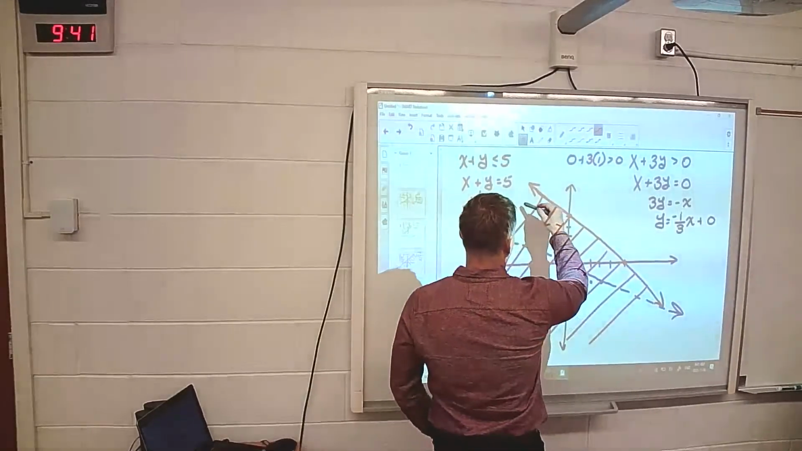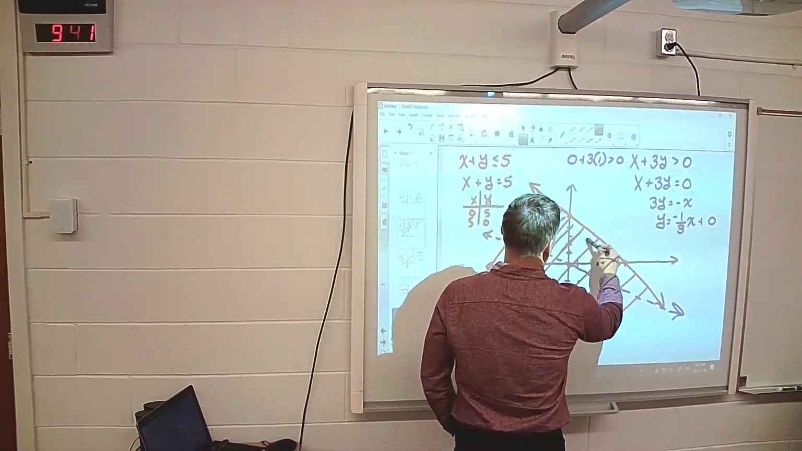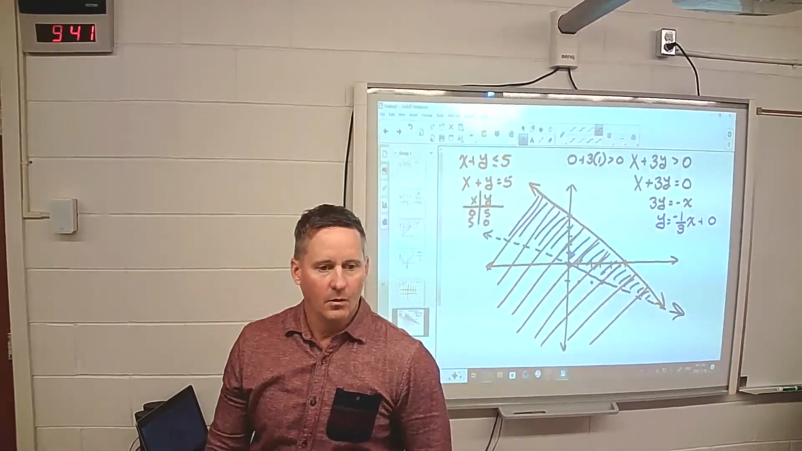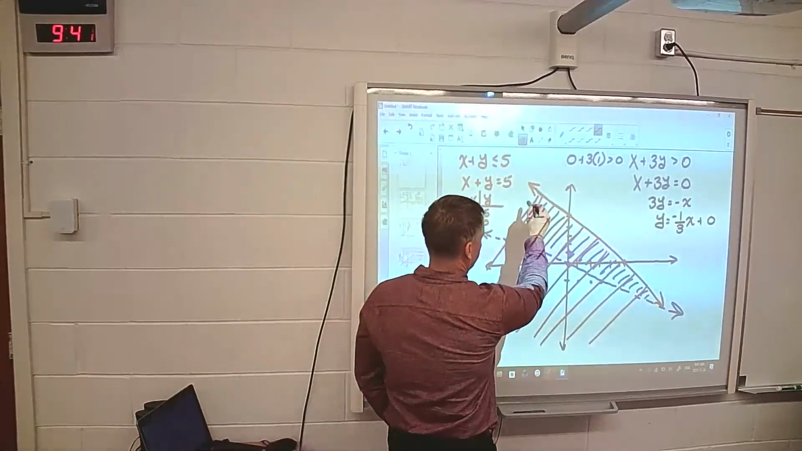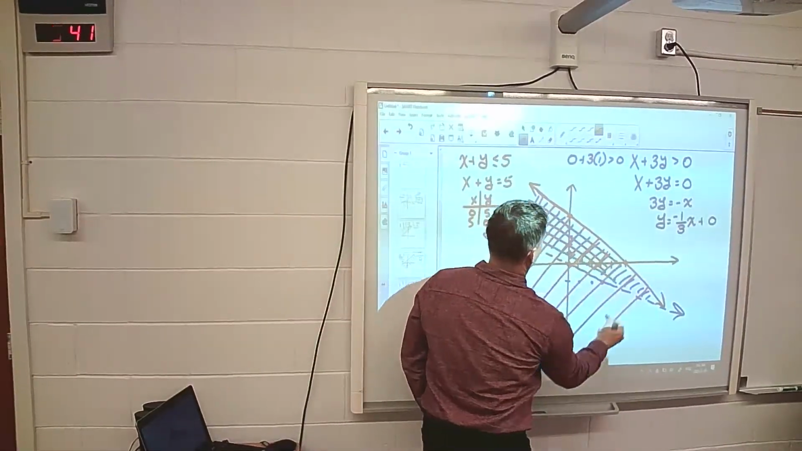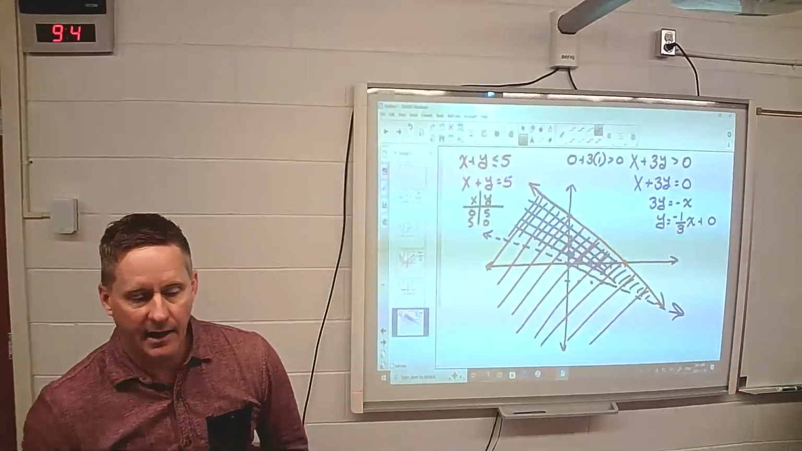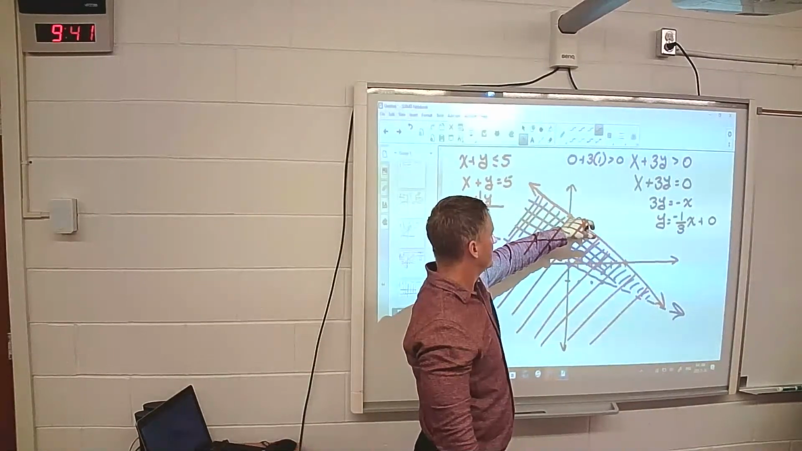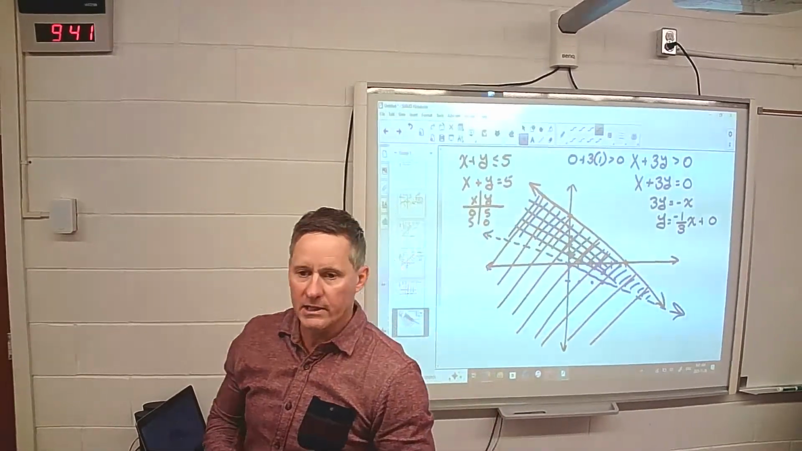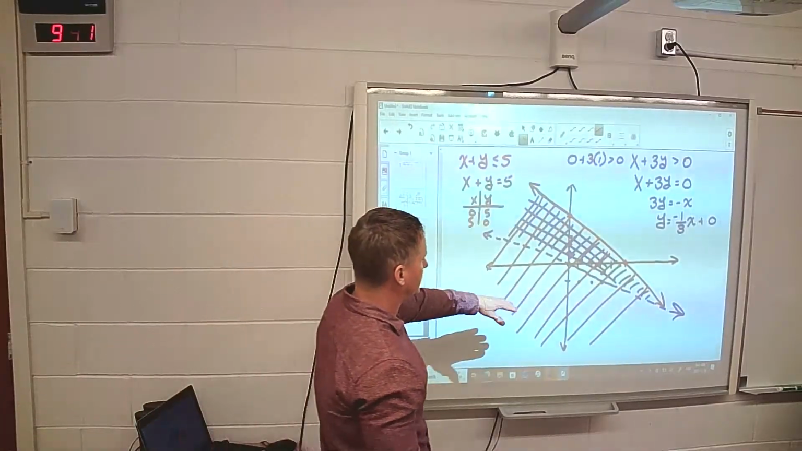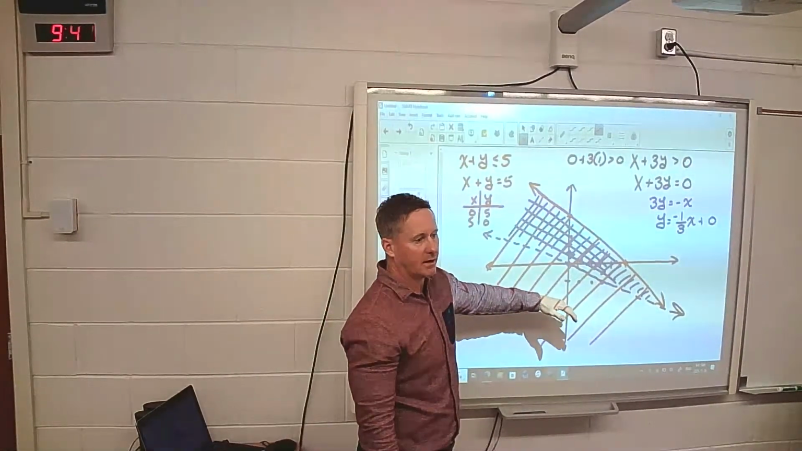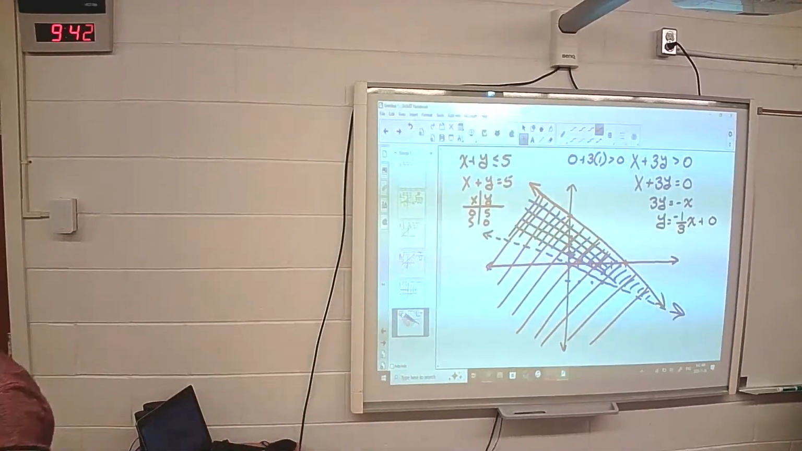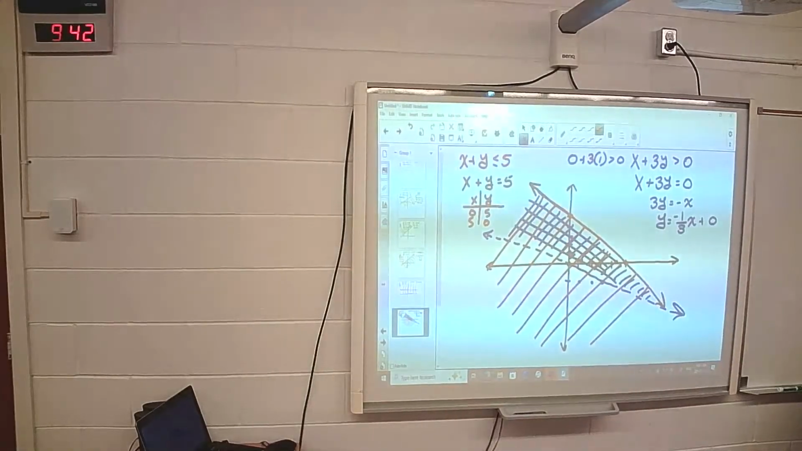So my solution for this question is right in here. I only shade above that line where the red is also shaded. I don't go above this because none of the coordinates up here satisfy the red line. They only satisfy the blue line. And none of the coordinates down here satisfy the blue line. They only satisfy the red line. So what you're looking for when you graph two lines is the region that's shaded for both.